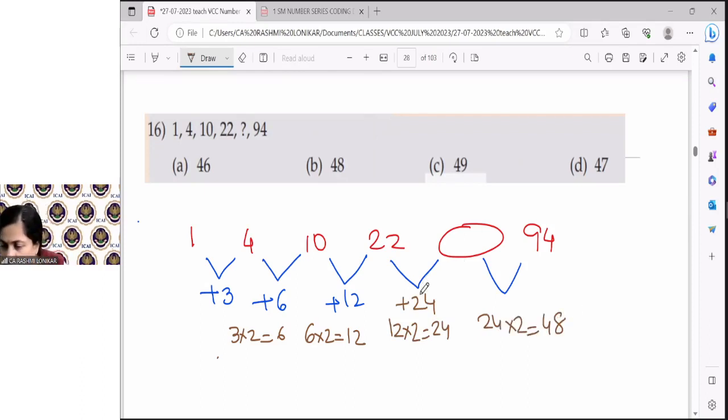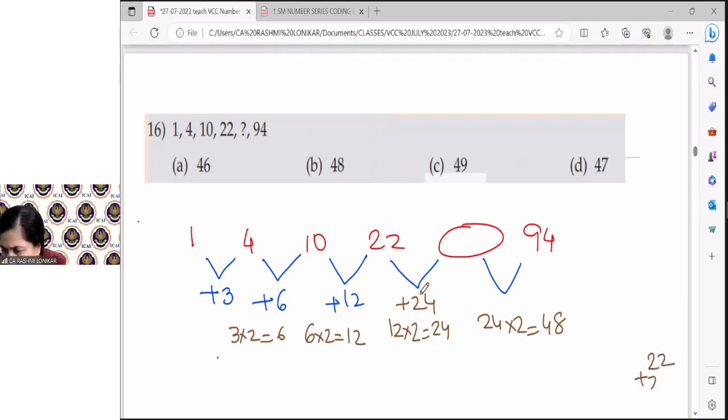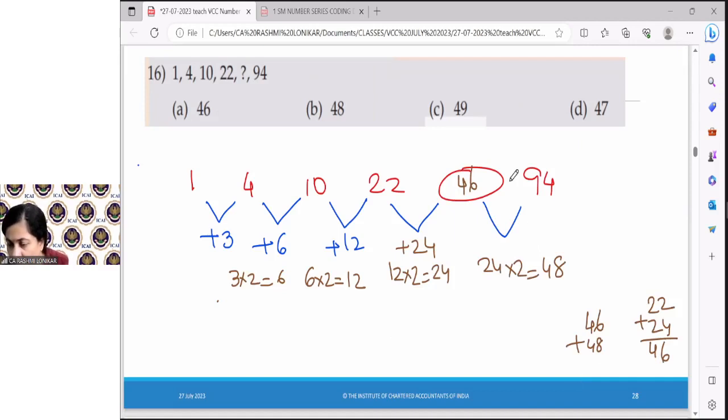Now 22 plus 24, 46. So if I have 46 over here, 46 plus 48 gives me how much? This is my cross checking. 46 plus 48 gives me 94, which is the correct number in the series. So what is my answer? Answer is 46. So A will be the correct answer. Okay.